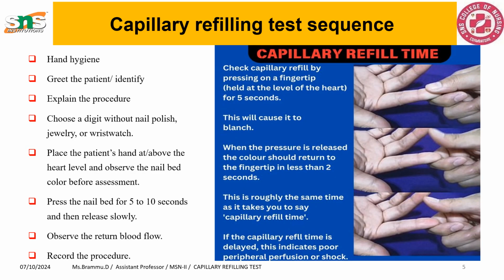Then place the patient's hand at or above the level of the heart, so that the return flow from the heart is normal. Then you can check the nail bed for color before you start the assessment. Then press the nail for at least 5 to 10 seconds and slowly release it, not releasing it immediately. Observe the blood flow. If the return flow is very fast, less than 2 seconds, that is a good sign of good capillary refilling time. Then all these must be recorded in the nurse's chart without fail.